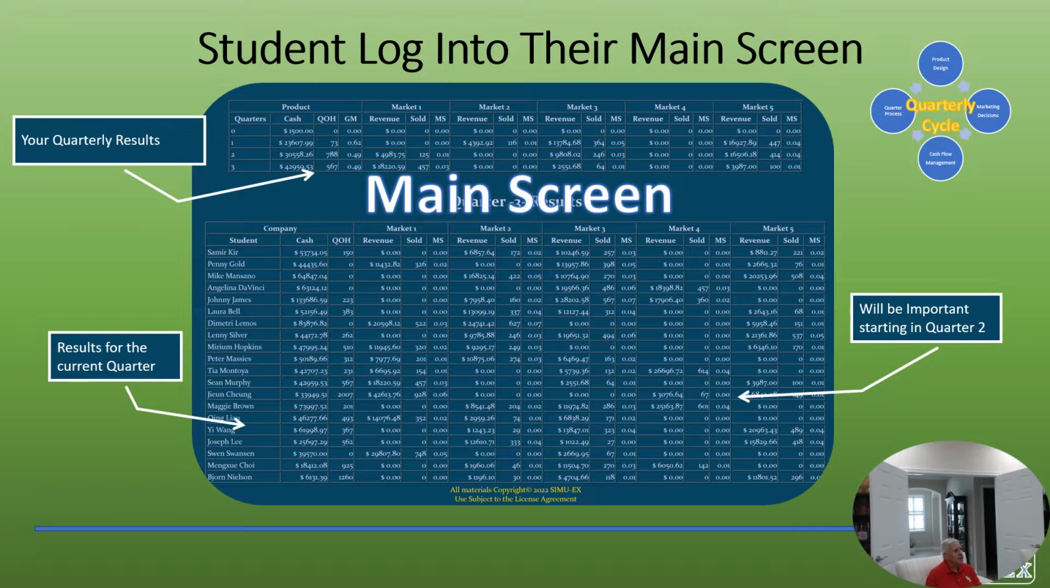The bottom screen has a table showing your results over the quarters that have been processed, and the bottom portion of that, a table showing the results for the entire class for this particular quarter. As we'll see, the top table is a growth table, and the bottom table is going to be a gap analysis.